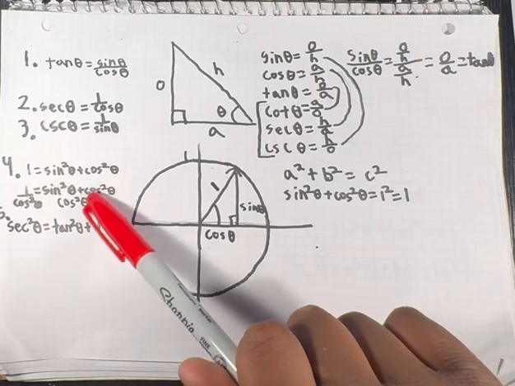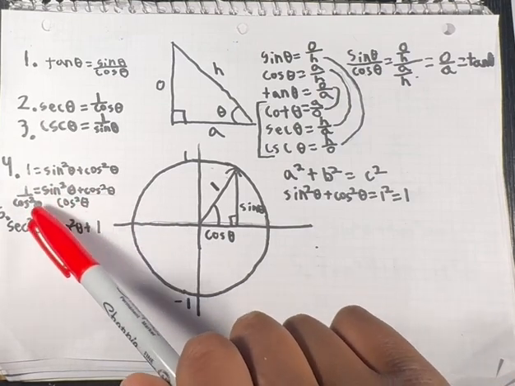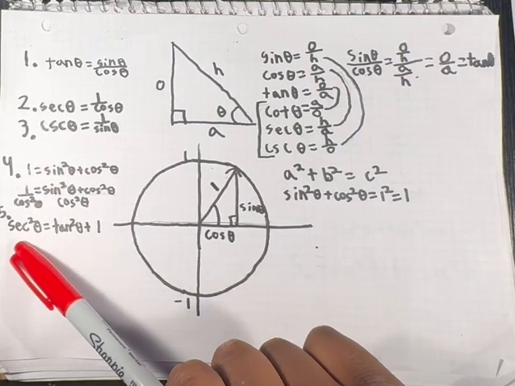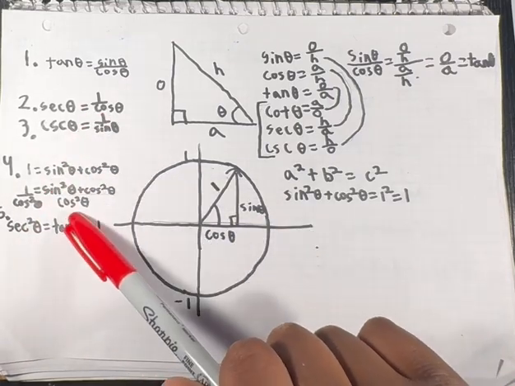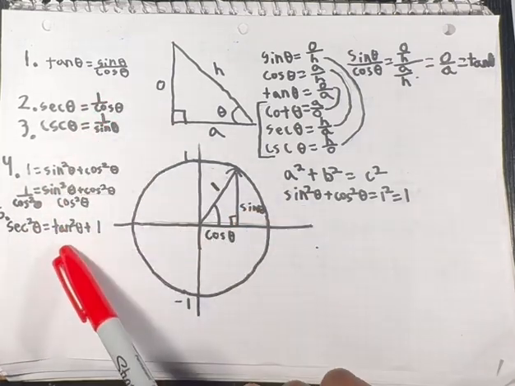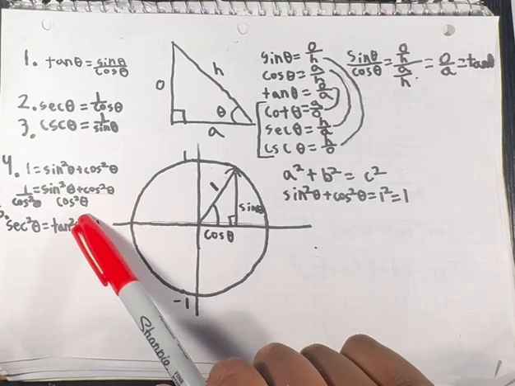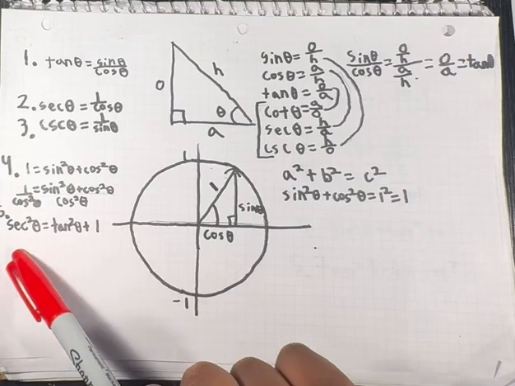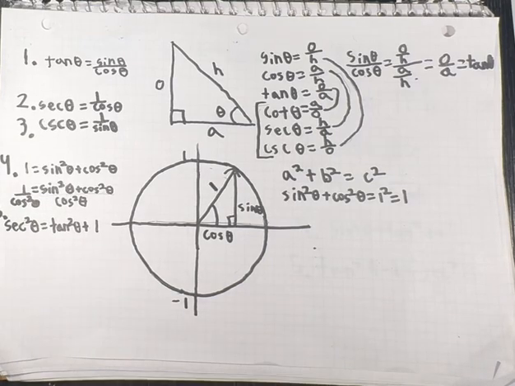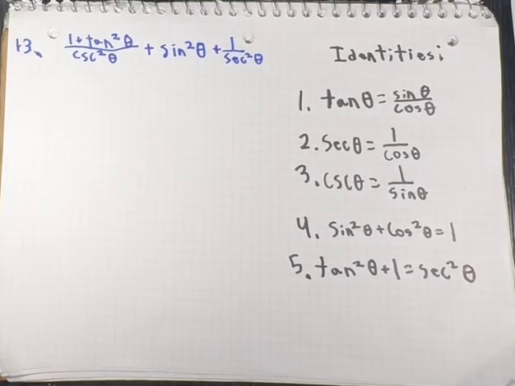Now, if we divide both sides by cosine squared theta, we can see 1 over cosine squared theta is equal to secant squared theta by the reciprocal. Sine squared theta over cosine squared theta by the quotient identity is equal to tan squared theta, and cosine squared theta over cosine squared theta is equal to 1. Therefore, tan squared theta plus 1 is equal to secant squared theta. Now, back to the problem.